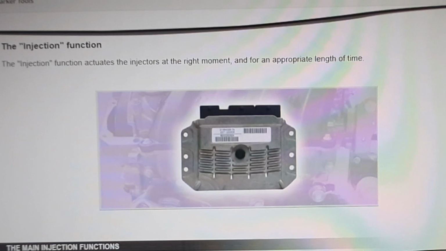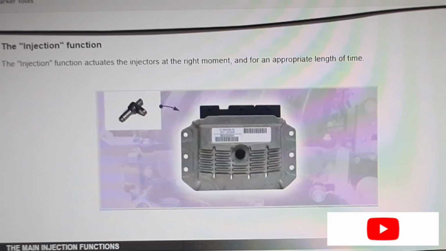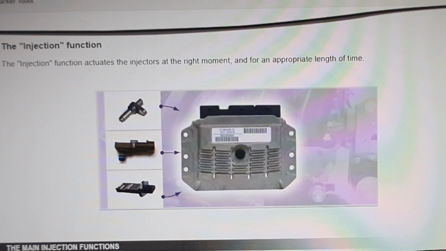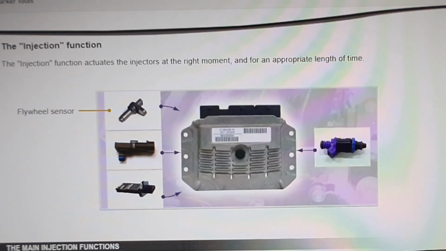The injection function is the fundamental function of an injection computer. This function actuates the injectors at the right moment and for an appropriate length of time. This function uses the following components: the flywheel sensor, the manifold pressure sensor, or the air mass flow meter, and the injectors.